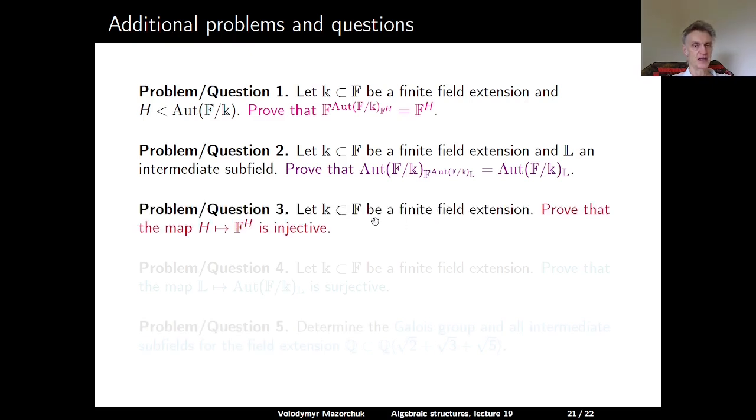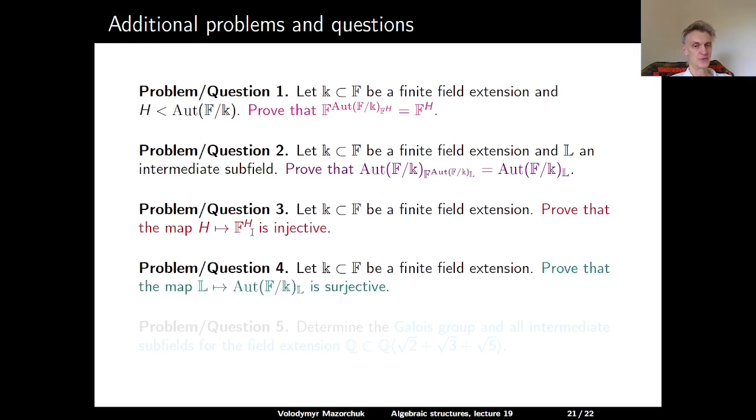Problem question 3. Let K inside F be a finite field extension. Prove that the map which takes the subgroup and sends it to the stabilizer subfield is injective. Problem question 4. Let K inside F be a finite field extension. Prove that the map which takes an intermediate subfield and sends it to the stabilizer subgroup is surjective. So note that in these 4 questions we do not assume that the extension is a Galois extension.